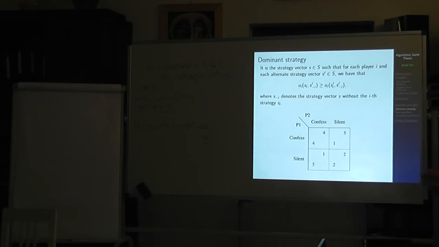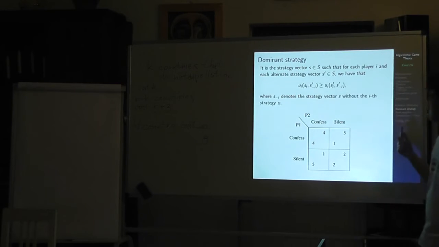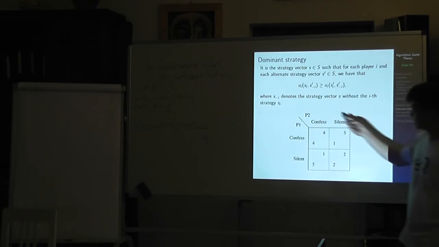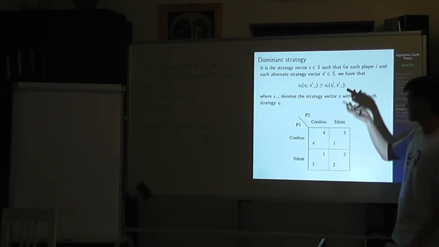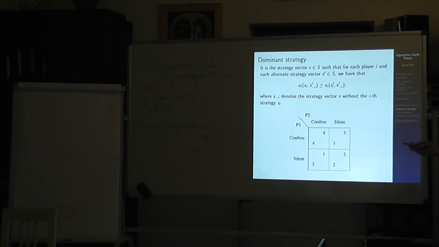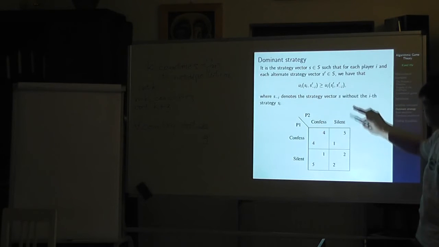So now we get to the solution concepts. The first solution concept is a dominant strategy. It was mentioned in the prisoner's dilemma when I said stable solution. And it is a strategy vector S such that for each player and each alternate strategy vector S prime, the following inequality holds.